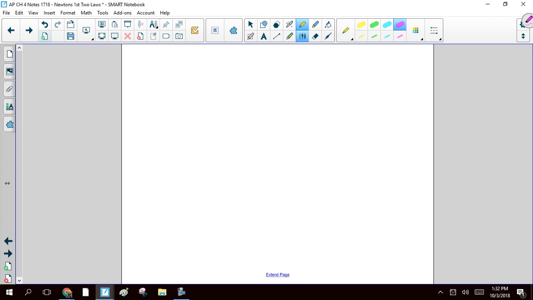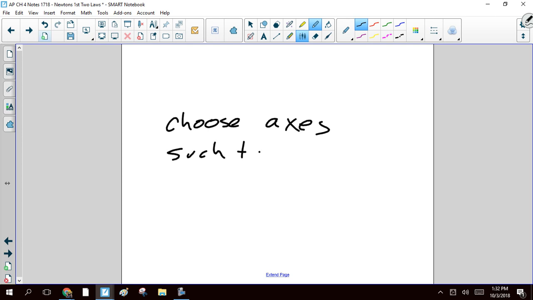You always want to choose your axes. That's not "axes," it's the plural of axis. You choose them such that one axis is parallel to the acceleration.